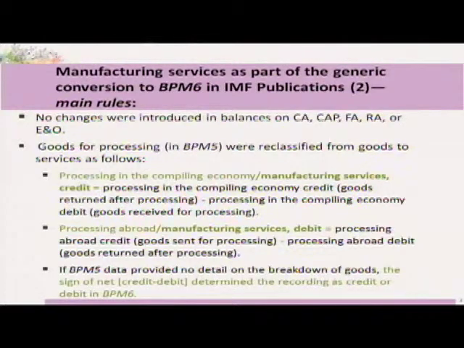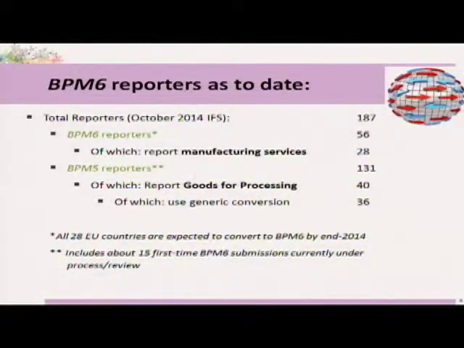Now this flies right in the face of what I said earlier, but we think it is much better than using classification of goods as in the balance of payments, as in the BPM5. Now, not all countries provided this level of detail. So in cases where we just had values on goods for processing, we simply used the difference in the credit and the debit as manufacturing services and moved it from goods to services.